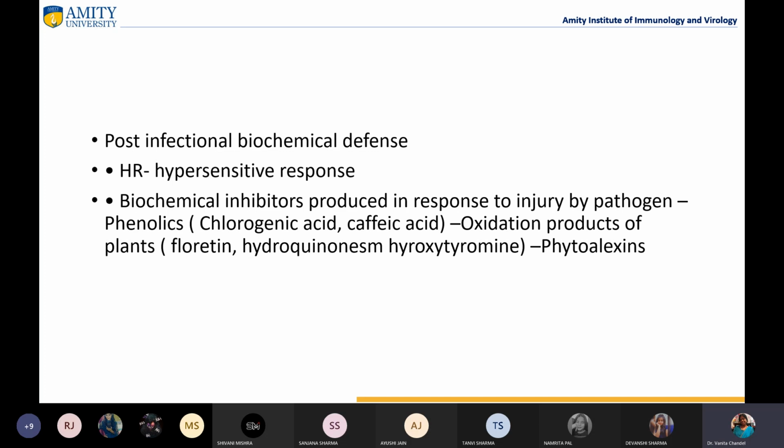Then we have post-infectional biochemical defenses, which include your hypersensitive response. This is the main one, right? Then biochemical inhibitors, which are produced in response to injury by the pathogens, such as phenolics, or oxidation products of the plant, such as phytoalexins.